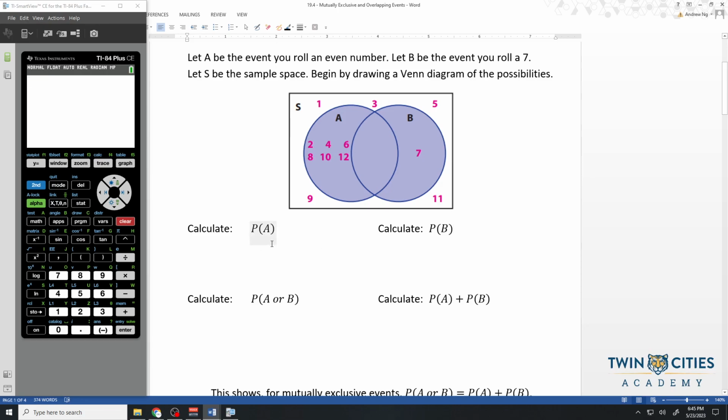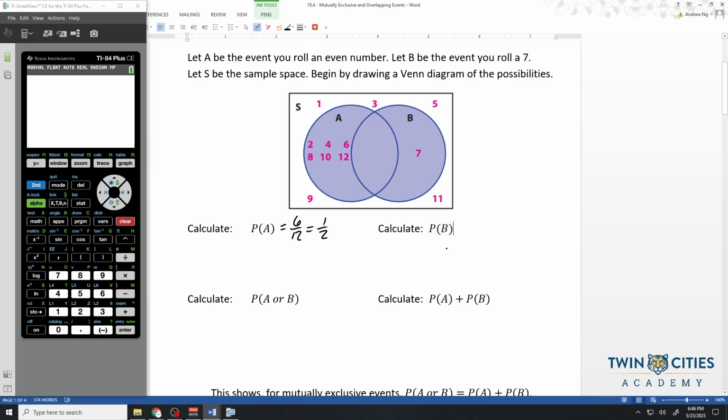Calculate what the probability of event A is. Well, event A is rolling an even number. Since there are 6 even numbers out of 12 possible sides, this would be 6 over 12. We could reduce this to 1/2. So half the time you roll this 12-sided die, you will get an even number.